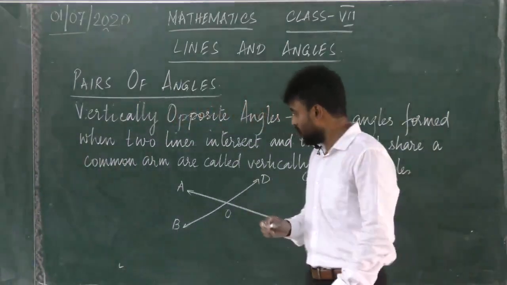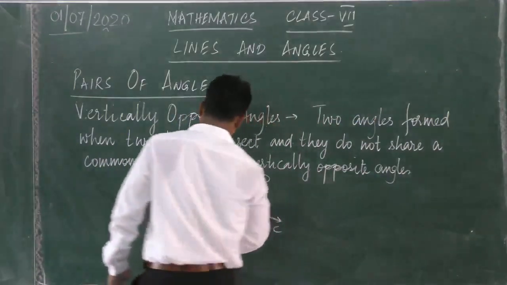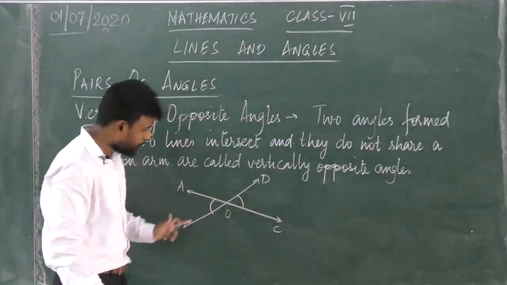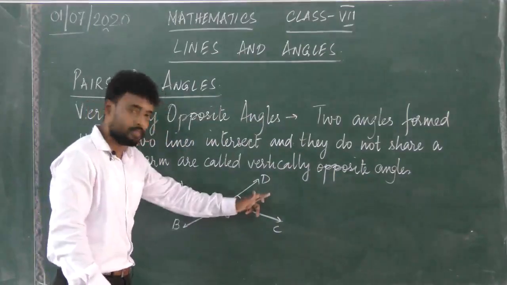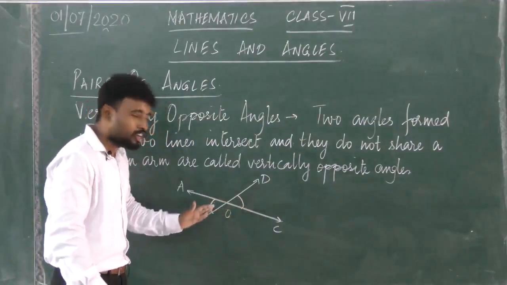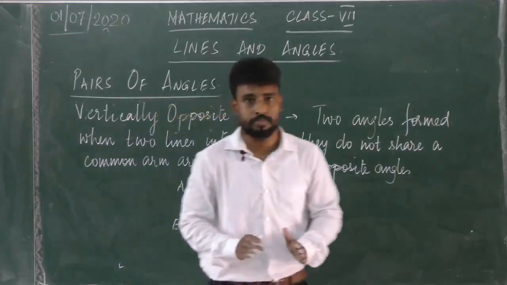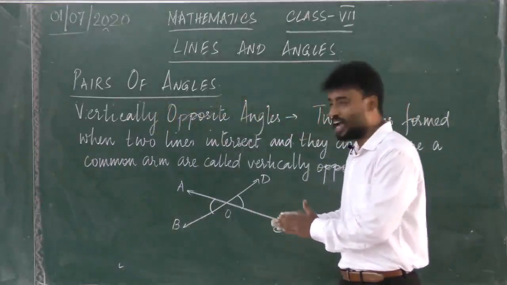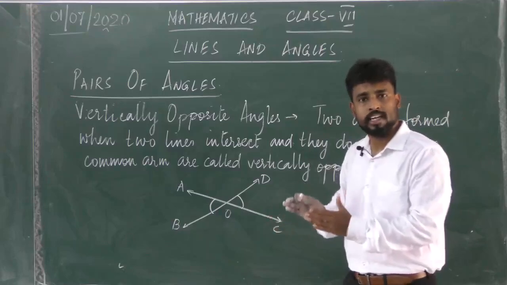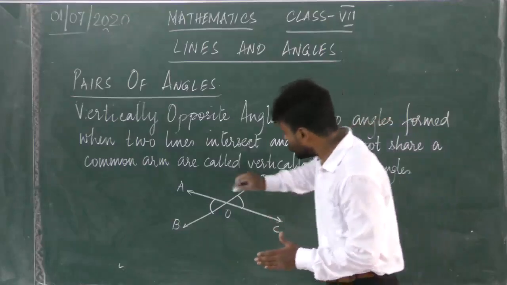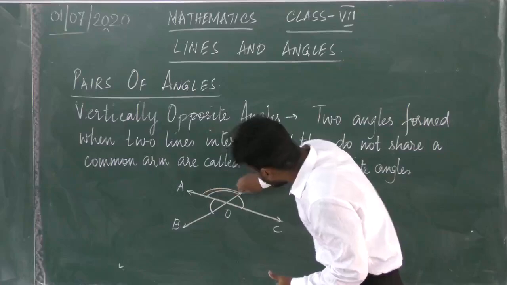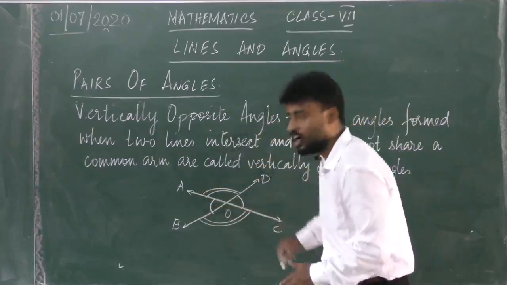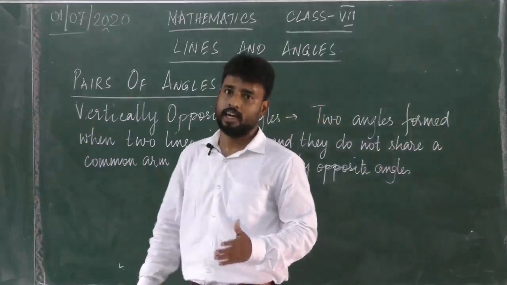So here we have these two angles. If we take these two angles, angle AOB and angle COD, we find that they do not share any common arm. Is that clear? They do not share any common arm. So these two angles are called vertically opposite angles. Similarly, angle AOD and angle BOC are also vertically opposite angles.